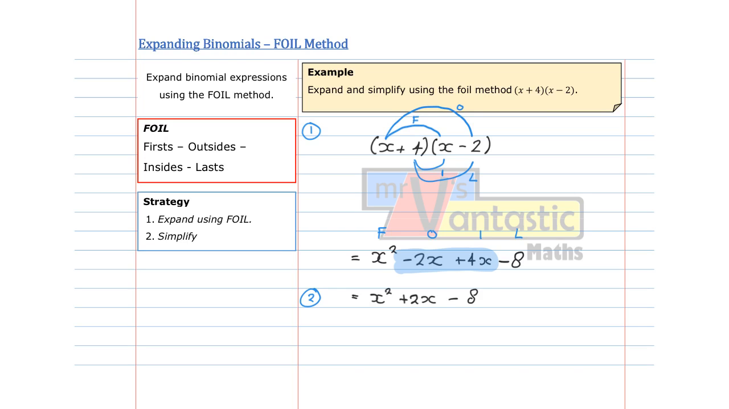And that is how we can expand binomial expressions using the FOIL method. Fantastic.